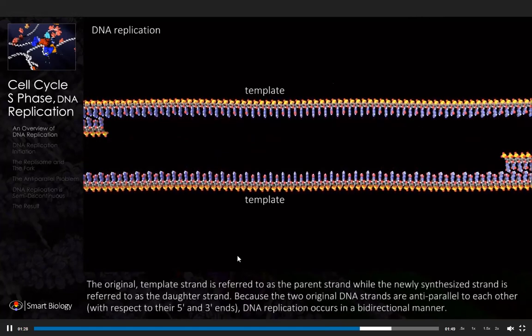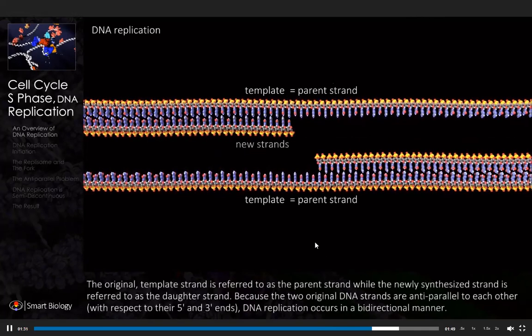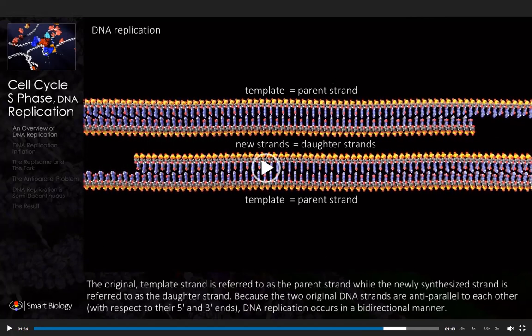The original template strand is referred to as the parental strand, and the newly synthesized strand is referred to as the daughter strand. Now there are a couple of points to keep in mind here, which are absolutely essential for you to never in your life make a mistake. The new strand, the daughter strand, is synthesized in a 5' to 3' direction. Logically, this is very, very easy. This is not something that you should be memorizing.